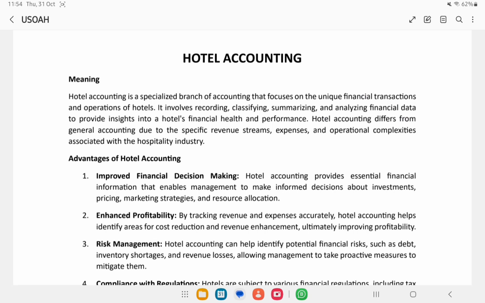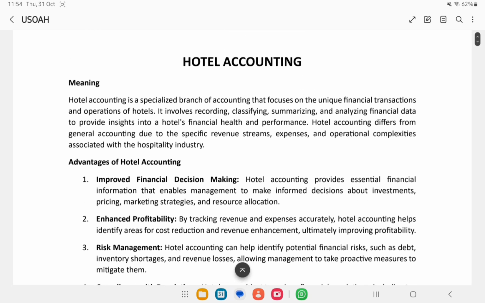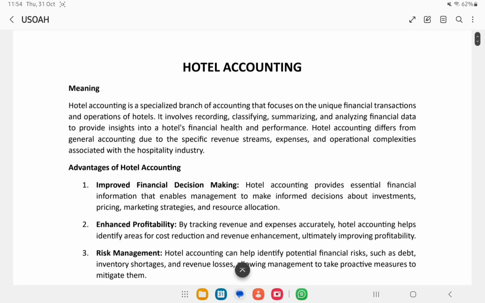That is, the accounts of every hotel in this world will have something in common, right? Some sort of expenses, some sort of income, some flow of cash will be the same in every hotel in the world. So taking that into consideration, we have a separate type of accounting. Hotel accounting is the same as the accounting we have learned, but it is a separate branch where we have a customized form of procedure which suits the purpose of the hotel.